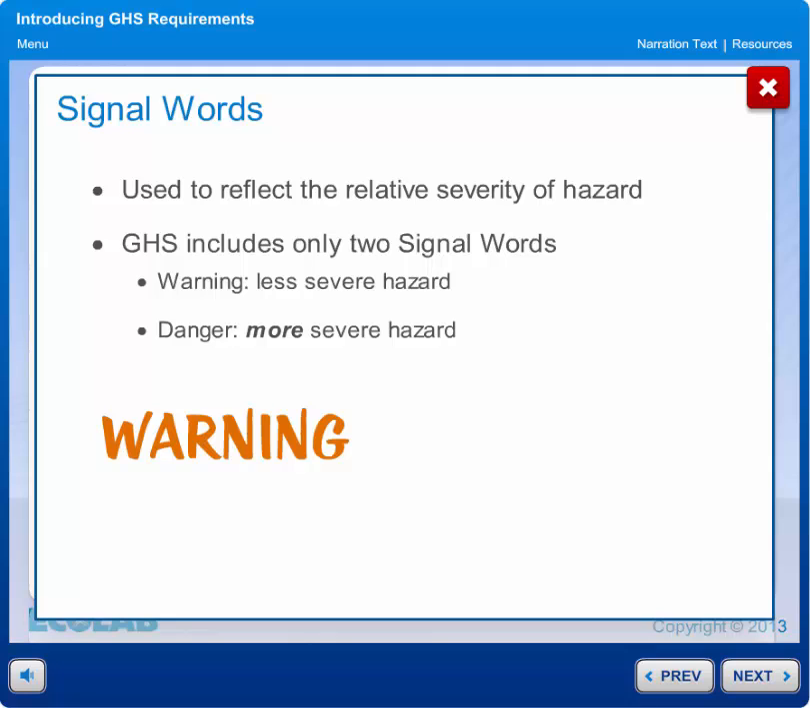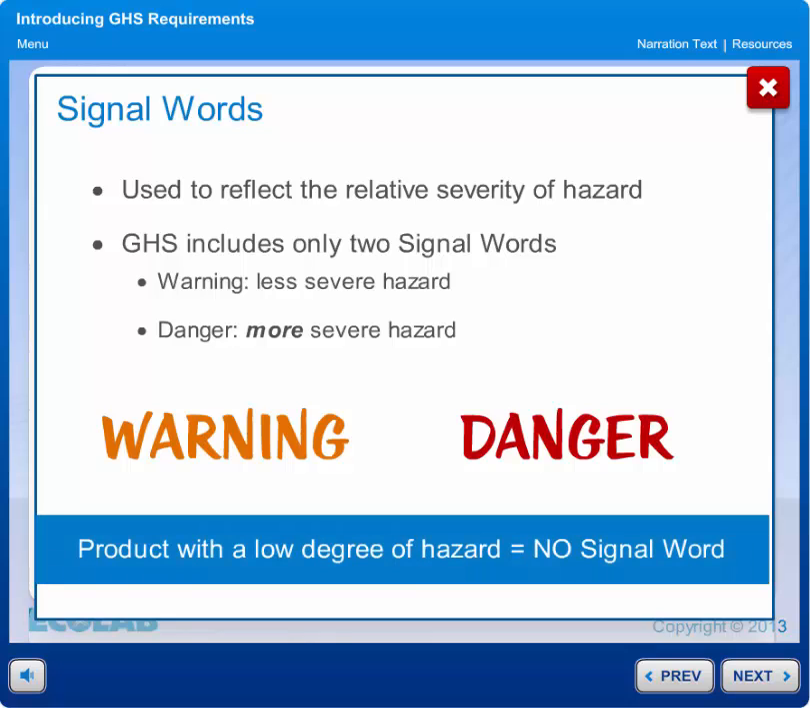Warning indicates a less severe hazard. Danger indicates a more severe hazard. For products with a low degree of hazard, no signal word will appear. In case you were thinking about the word caution, this signal word has been removed from use.